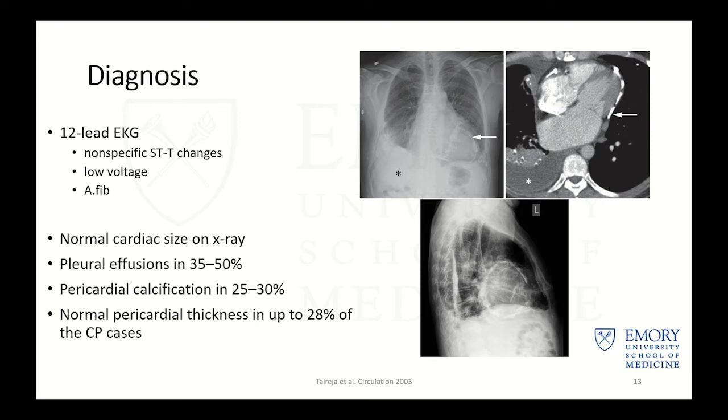In comparison to restrictive cardiomyopathy, where you see huge atria that sometimes are even bigger than the ventricles, in constriction you may see atrial enlargement, but not to that extent. You normally see a normal cardiac size on the X-ray. Your EF is usually normal, and right ventricular function is usually normal. Sometimes, in about 35 to 50% of cases, you can see pleural effusions.